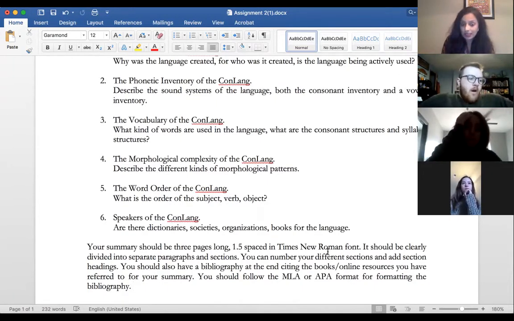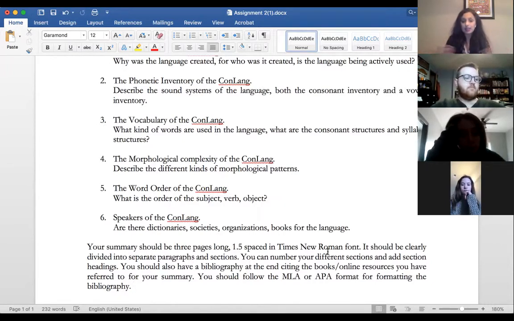The word order of the constructed language, is it subject, verb, object like English, or subject, object, verb like Japanese? Or maybe it is verb first like Arabic. What is the word order of the constructed language? And are there speakers of the constructed language, such as, are there books written in the language? Do you have societies or organizations, like a Klingon organization or Esperanto organization, etc.?